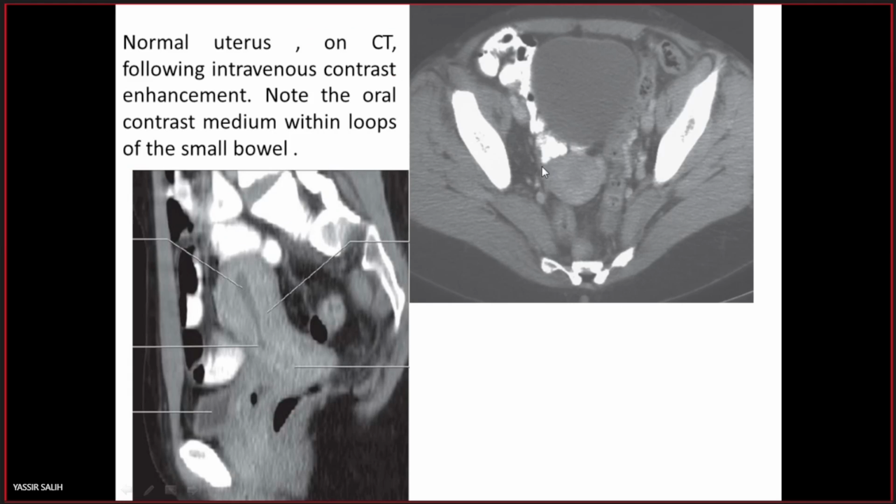So what is this imaging technique in a volunteer? Is this X-ray, ultrasound, CT, MRI? CT.